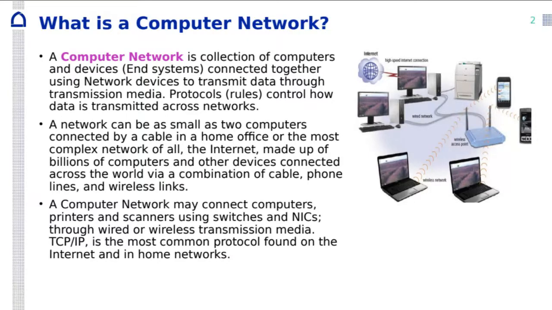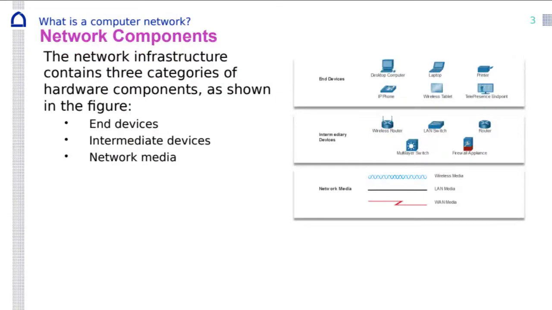A computer network can connect computers, printers, and scanners, and they use switches, network cards, and routers, and the media is wired or wireless. The most used protocol is TCP/IP. The network components, or the network infrastructure, have 3 categories of hardware components. We are talking about the hardware here.